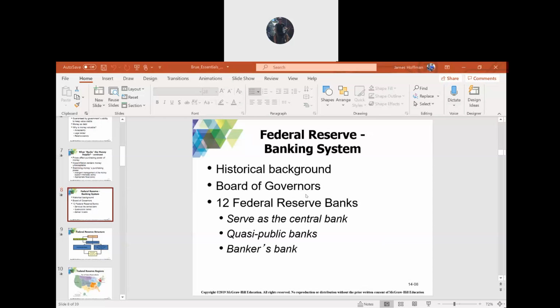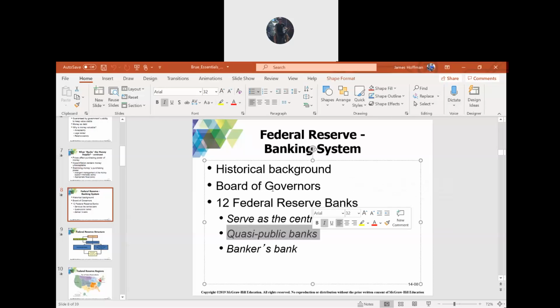Okay, so the Federal Reserve is the central bank of the United States. There's a board of governors, and there's 12 main reserve banks, and I'll show you a little map, I think, on the next slide. And this is the central bank of the United States, and they're also quasi-public banks. So the actual big Federal Reserve banks are also normal banks. Customers can bank at them, right?